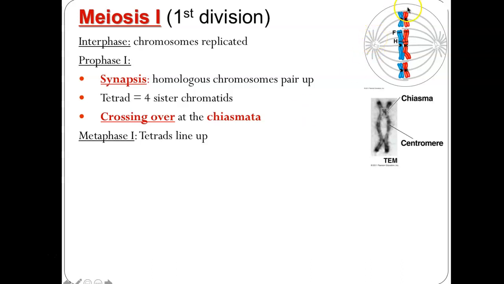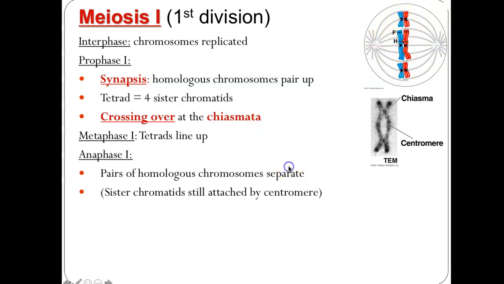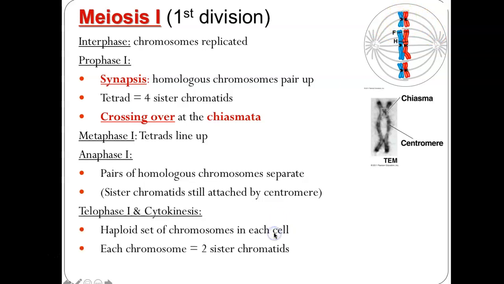In metaphase 1, the tetrads, that's the 2 homologous chromosomes with their copies, line up in the middle. In anaphase 1, homologous chromosomes separate. Sister chromatids are still attached. The blue one goes to the left, the red one goes to the right, but the chromatids, their copies, are still attached. And then telophase and cytokinesis is the same as before.